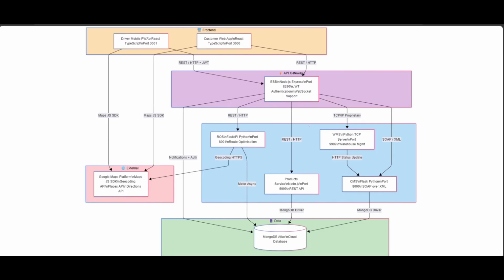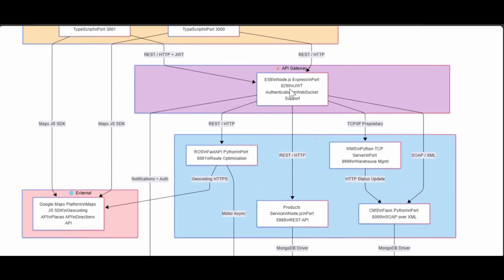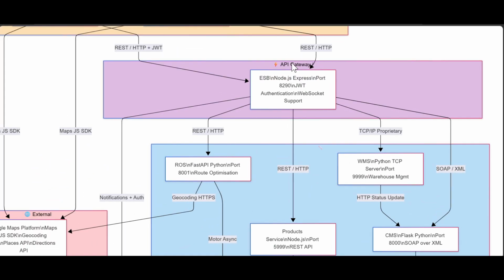The warehouse management system is responsible for handling warehouse operations such as processing orders, creating package status, and managing delivery progress. In our system, the warehouse management system is implemented as a Python TCP server and it runs on port 9999. Unlike other services that communicate using REST APIs, the warehouse management system uses the TCP/IP protocol, which represents a legacy warehouse system.